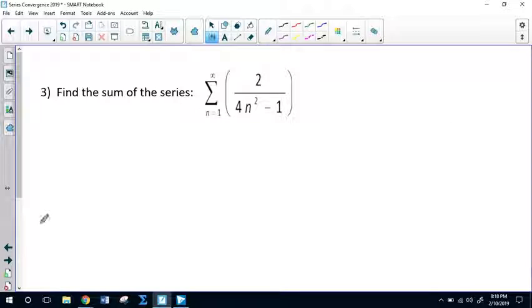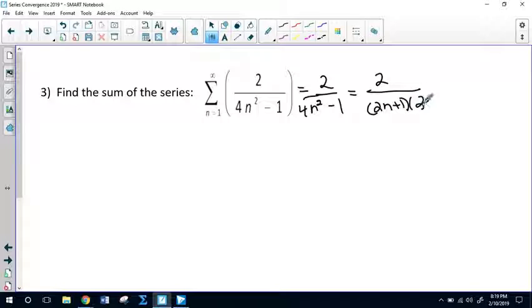All right, so now we're going to try another one. So this thing here, as you look at it, is not in a form that lets you figure out what the telescoping series is going to behave like. So you need to actually break this apart by doing a little bit of partial fraction decomposition. Everybody's favorite thing, right? So this is 2 over 4n squared minus 1, and that is equal to 2 over 2n plus 1 times 2n minus 1. So I'm going to break that into two fractions.